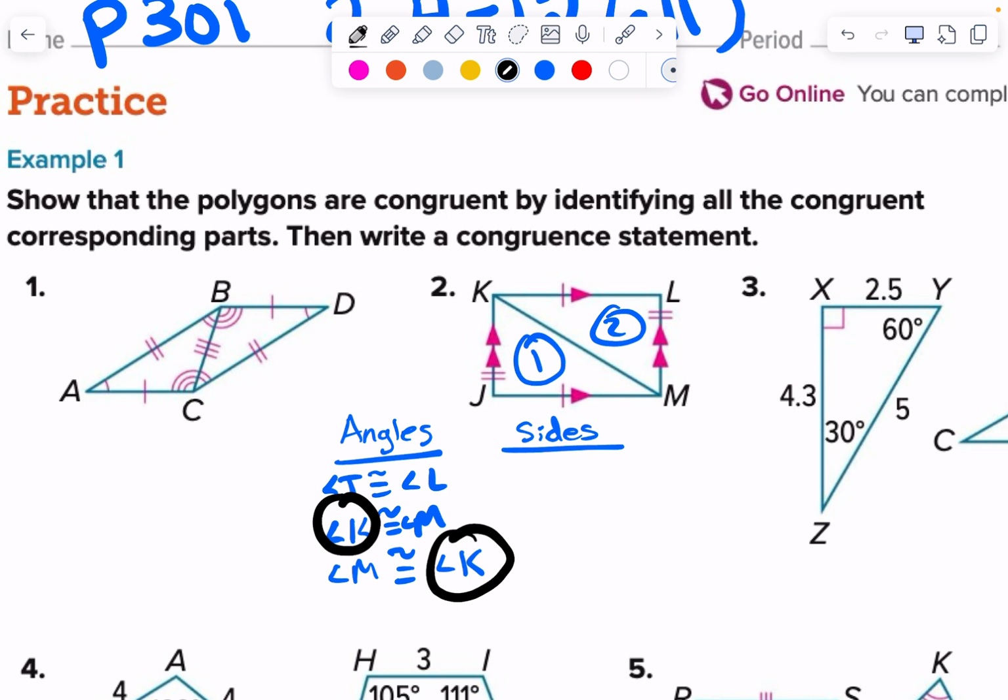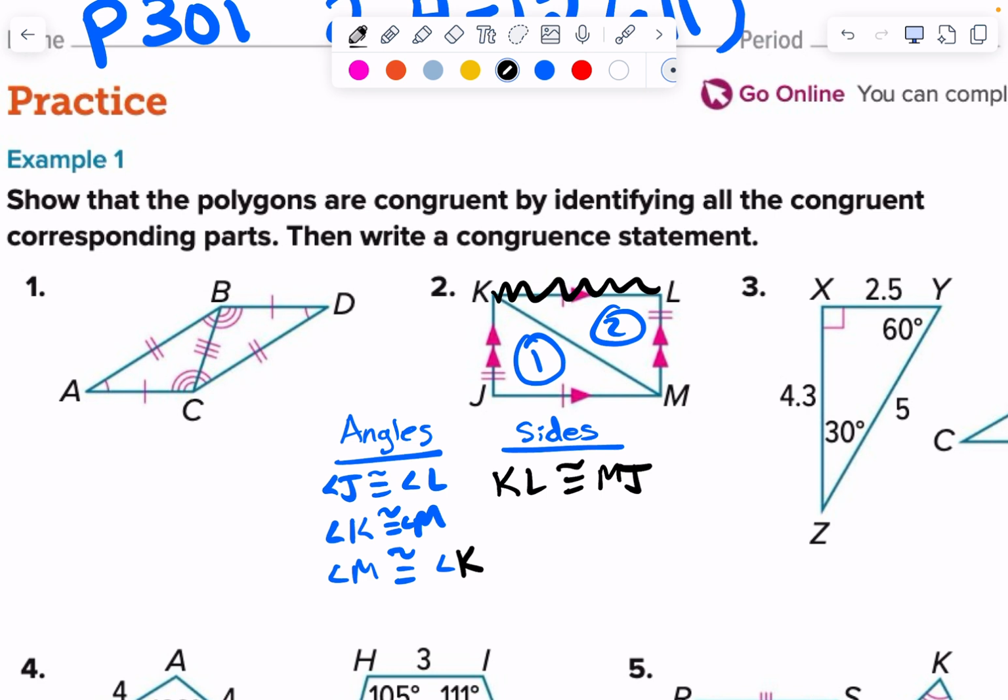Okay, next. All right, sides. Give me a side. KL. Okay, she's going with KL. If we go KL, it's got to go MJ just because K goes with M. That doesn't particularly matter, but I want to go in the same order. So KL and MJ. Got it. What's next? JK. JK and LM. I'm going to go LM in that order.